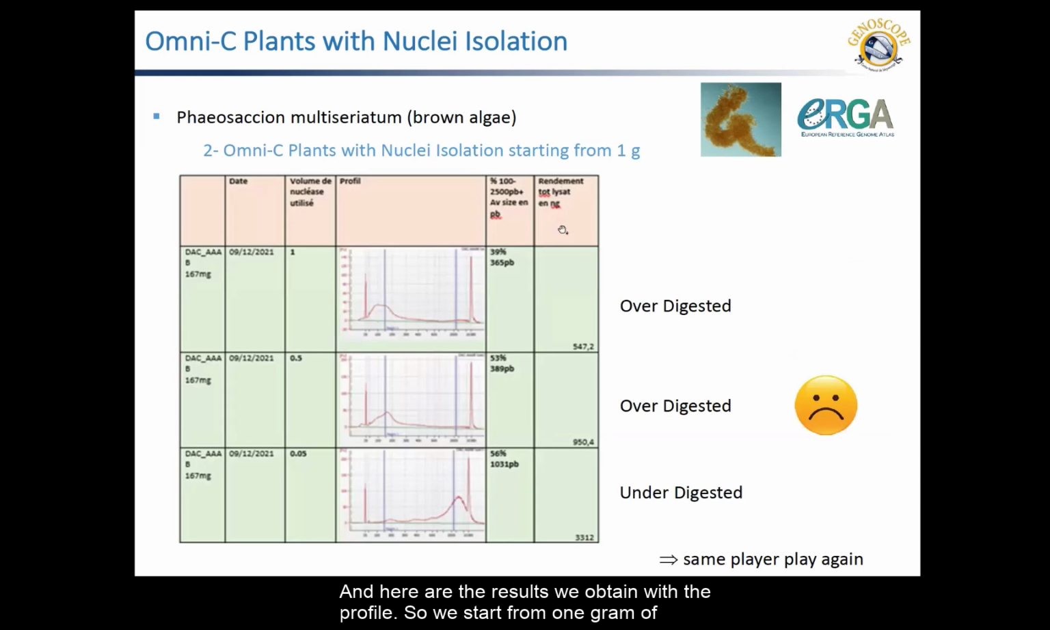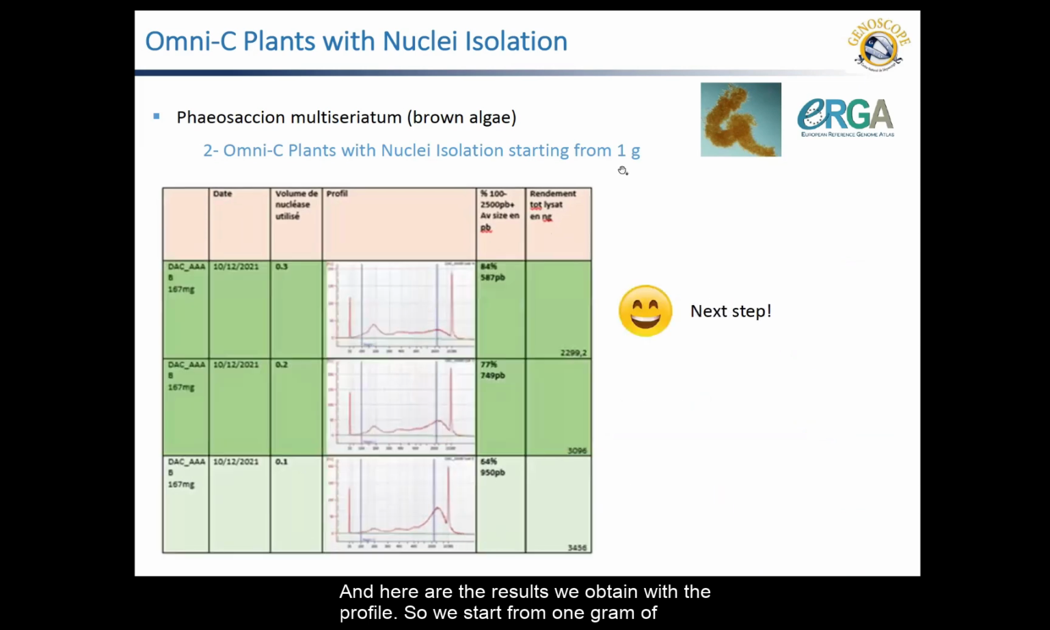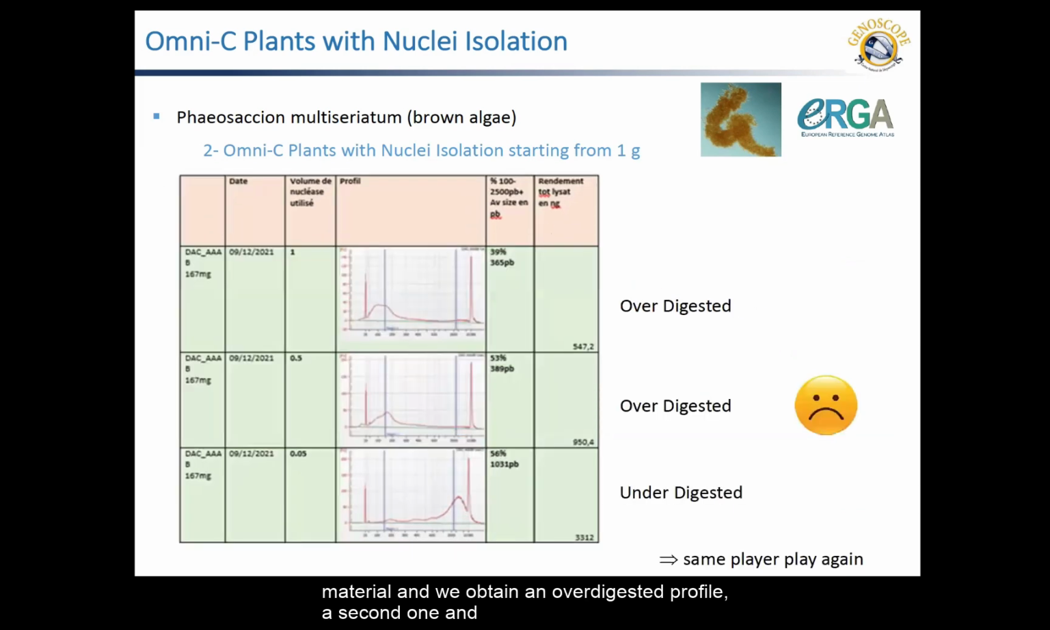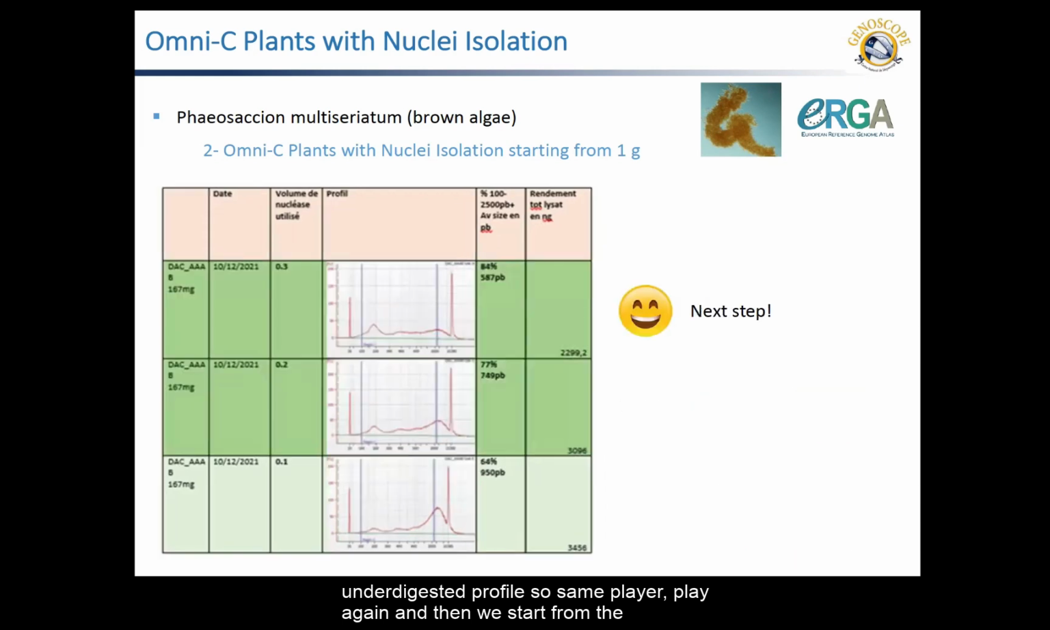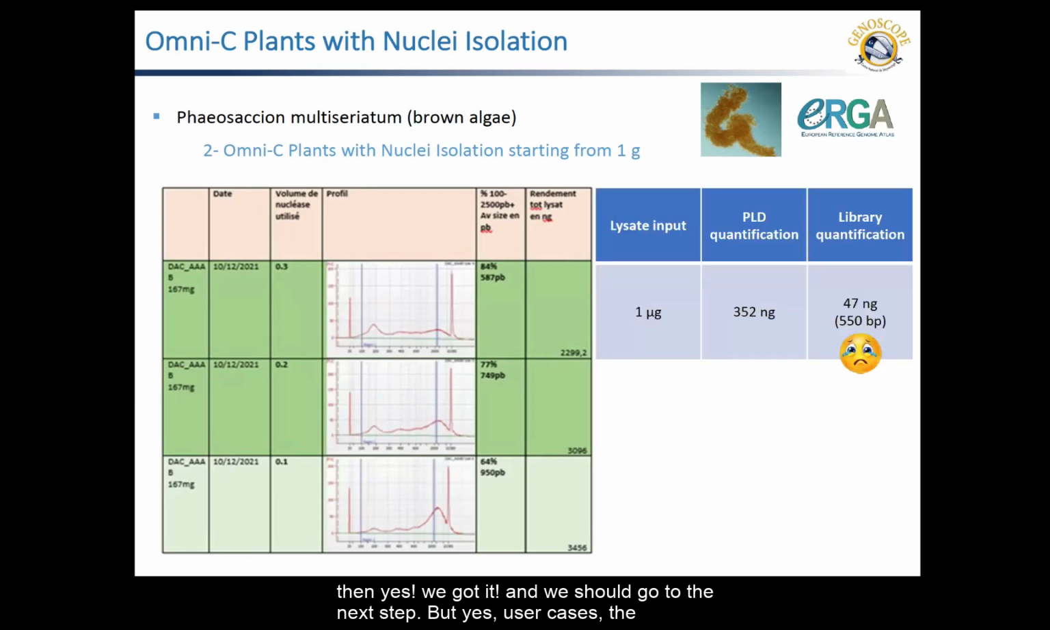And here are the results we obtain with the profile. So we start from 1 gram of material, and we obtain an over-digested profile, a second one, and an under-digested profile. So same player, play again. Then we start from the same input of the material, but we decrease the volume of the nuclei. And then, yes, we got it, and we should go to the next step. But yes, user cases, the real life.